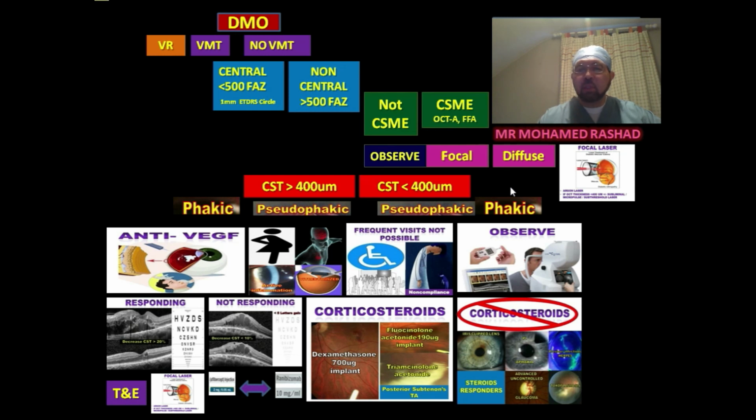And if the thickness is less than 400 microns, you have to decide if the patient is phakic or pseudophakic. If pseudophakic, you can use the corticosteroids. If phakic, you cannot use the corticosteroids and you have to observe.